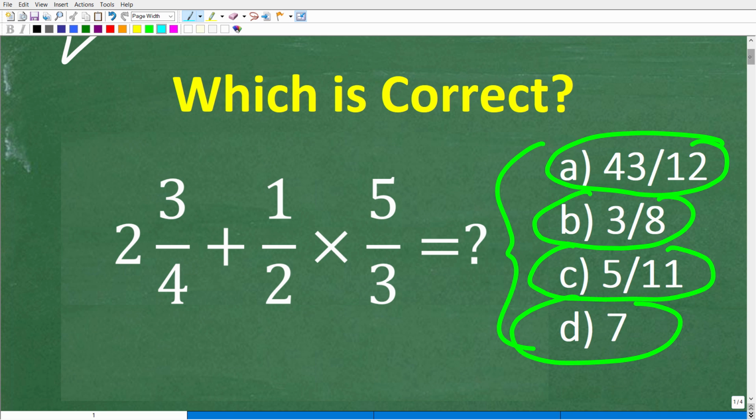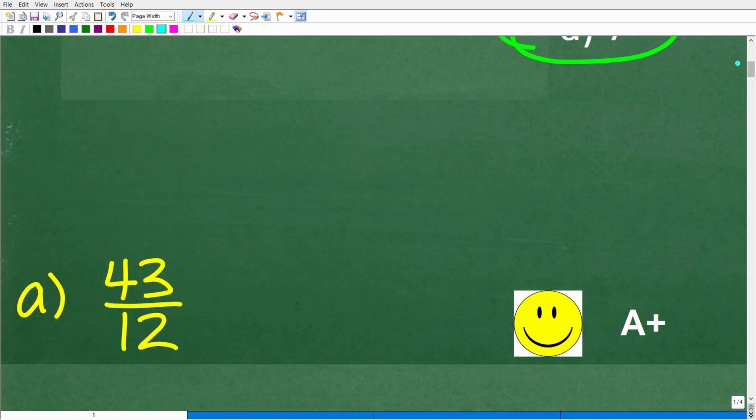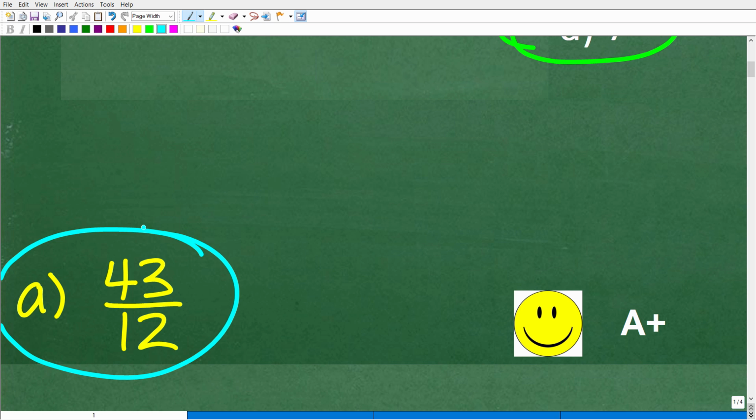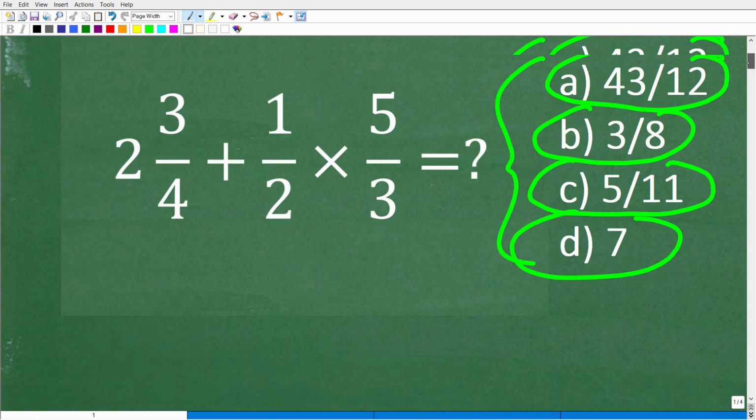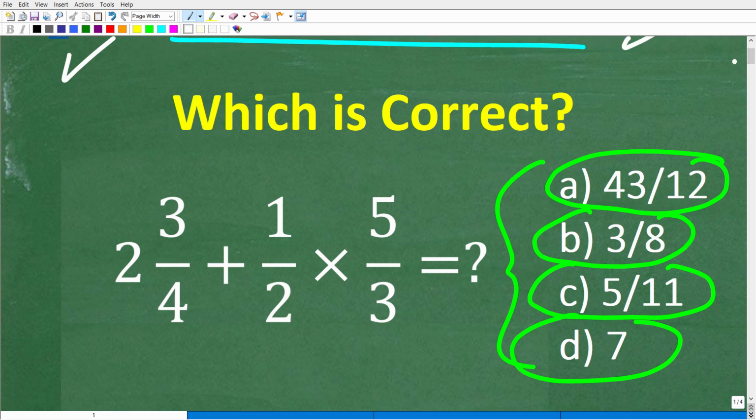Well, let's go ahead and take a look at that right now. The correct answer is A, 43 over 12. Now, this is what we call an improper fraction. If you have a mixed fraction as your answer, you want to go ahead and check to see if it's equivalent to this answer, but this is the correct answer. All right, now if you got this right, you definitely get a happy face and an A plus. Congratulations on remembering how to do basic math.